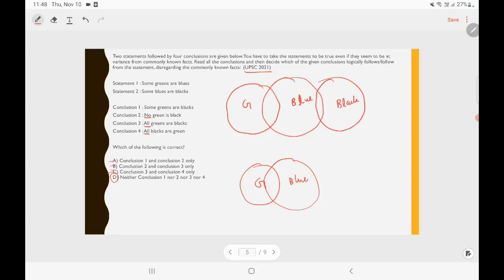Then some blues are black. So it can also come like this, black. Here also this much blue is black. Okay, it can come like this. So conclusion 1 says that some greens are black.